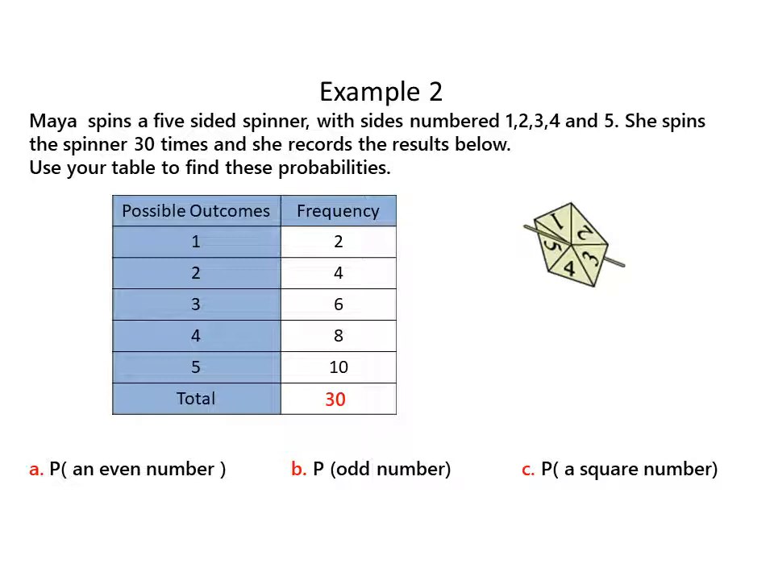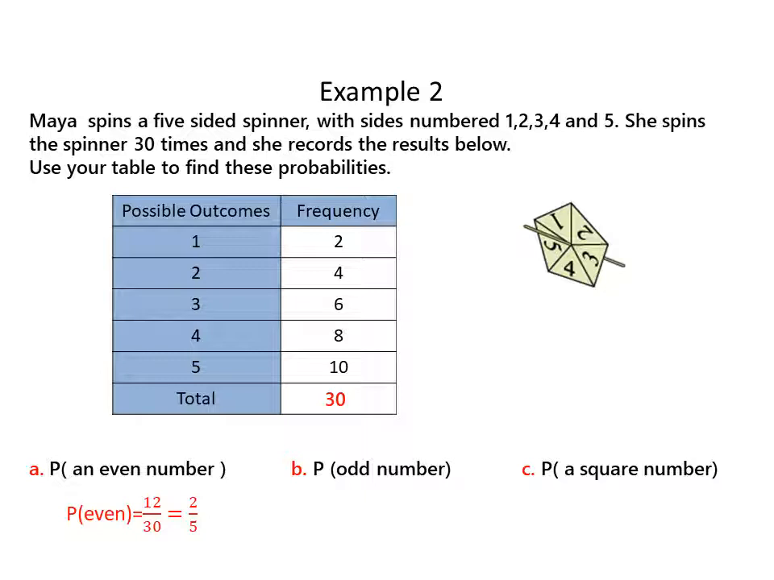Probability of getting an even number. Even numbers are 2 and 4. So 2 we get 4 times and 4 we get 8 times. So the probability will be equal to 12 out of 30. If we simplify it, dividing by 6, it will be equal to 2 out of 5.